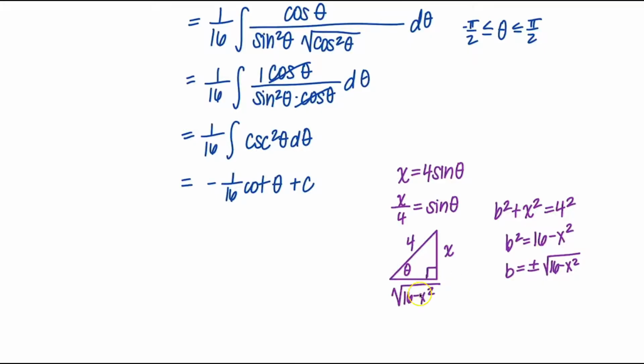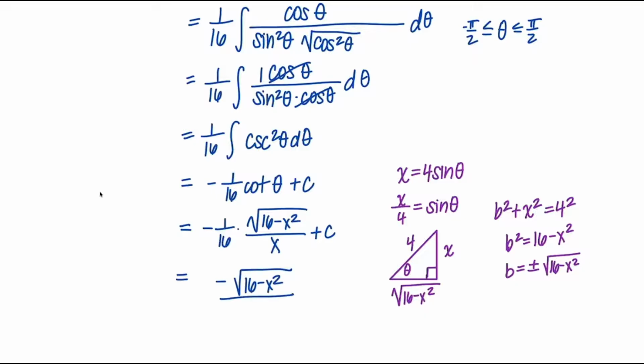So 16 minus x squared underneath the square root. And again, cotangent is adjacent over opposite. So let's make that replacement. I have negative 1 over 16 times the square root of 16 minus x squared all over x plus c. And then we can rewrite this as negative the square root of 16 minus x squared all over 16x plus c.